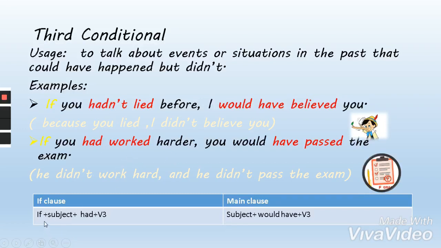How do we form the third conditional? We put if followed with the subject, then had, then verb 3, which is the past perfect, in the if clause. And in the main clause, we have subject followed with would have, then the verb 3. Okay? So far, so good. So this is just a quick revision to refresh the information that we have covered in the previous week. Well, now we will move to something which is using unless.